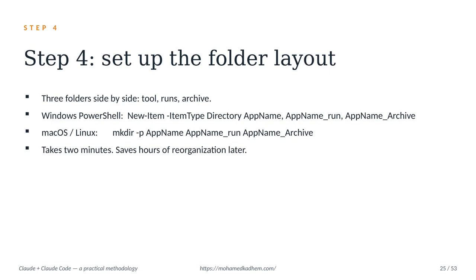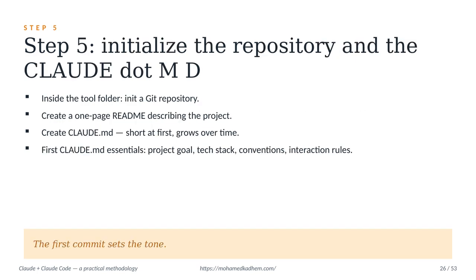Structure first, content second. Inside the application folder, the first commit sets the tone. 3 artifacts establish that tone: a version control history, a README describing the project in 1 page, and a CLAUDE.md file. Short at first, enriched over time. The CLAUDE.md is what Claude Code reads at every session. Think of it as the contract between you and the agent. At project start, it contains the essentials: the project goal, the technology stack, the coding conventions, the interaction rules. The PDF gives the detailed list of what to put in this first version.